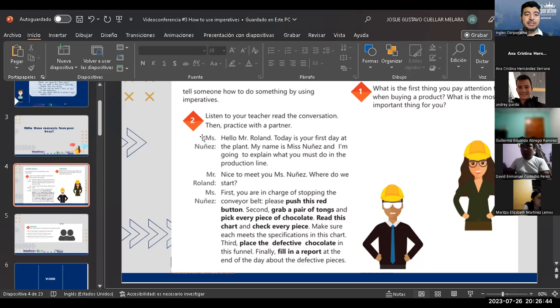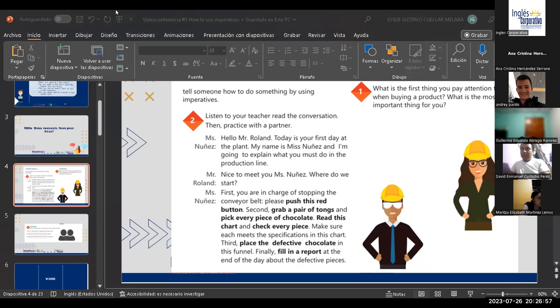So basically, Ms. Nunez is explaining instructions to Mr. Roland, who is new in the plant, okay? So it is very important to pay attention to the instructions, especially when you are new. Okay, so I guess it is very simple, okay? The instructions: push this red button, okay? Presiona el botón rojo. Grab a pair of tongs, que es, toma como un par de tenazas, okay? And pick every piece of chocolate, okay? So you can notice that this is a factory and they are producing chocolate, okay?